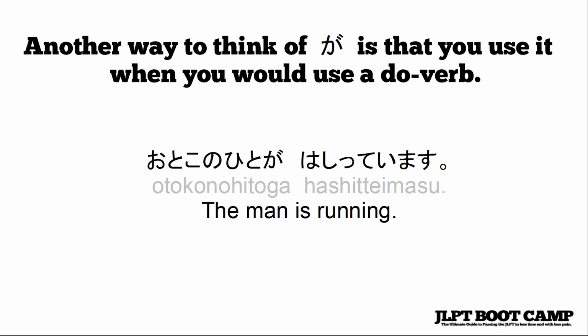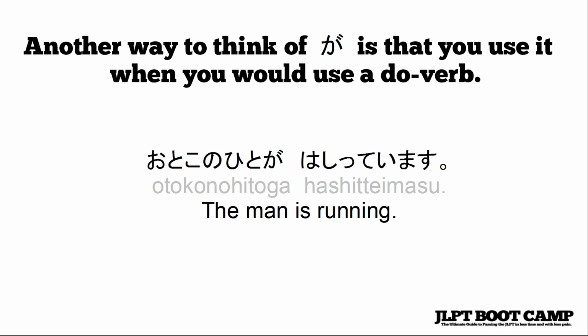Another way to think of ga, one simple rule, is that you can use it when you would use a do verb. So, for example, otoko no hito ga hashite imasu. The man is running. So we're using a do verb there. The man is doing an action. It's running. So we use ga. Of course, this is true for, again, common nouns. We would use ga. If it's a proper noun, it's a name, one of a kind, we would use wa to mark it in this situation.